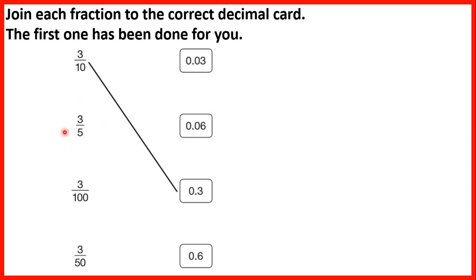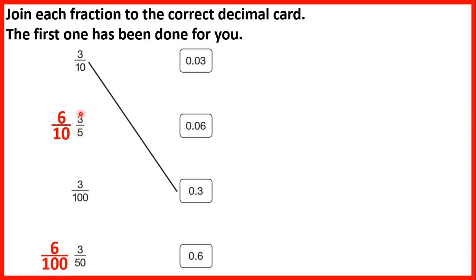But we have fractions, so 3/5 and 3/50, which don't have a denominator of 10 or 100. So to change these to decimals, we need to find equivalent fractions. 3/5 is equivalent to 6/10 because 3 times 2 is 6, 5 times 2 is 10, and 3/50 is equivalent to 6/100 because 3 times 2 is 6 and 50 times 2 is 100.